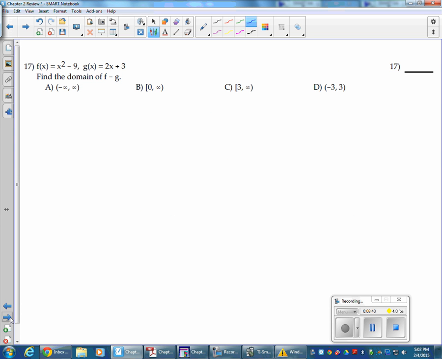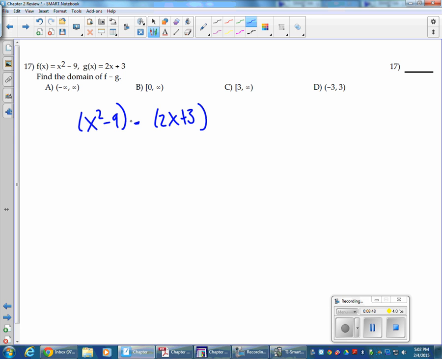All right, number 17, find the domain of f minus g. Well, that's just going to be x squared minus 9 minus 2x plus 3. I'm just subtracting here, which is combining like terms, and I don't really even have to complete this. There is no denominator. There's no square root, and when there's not a denominator and not a square root, my domain is all real numbers, negative infinity to positive infinity.